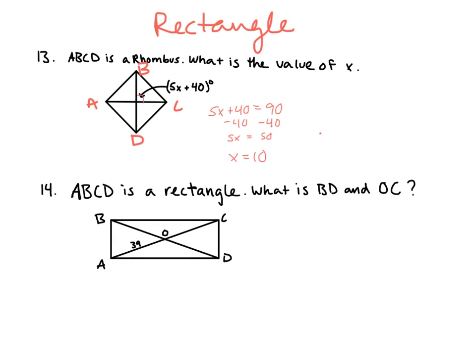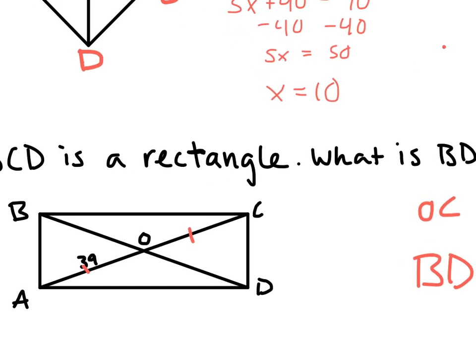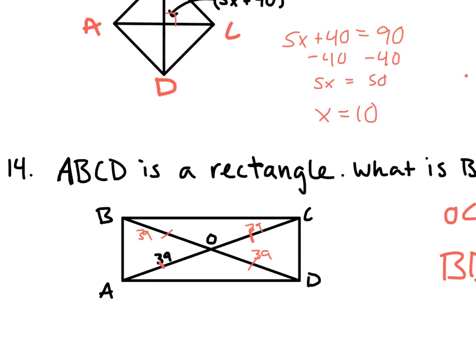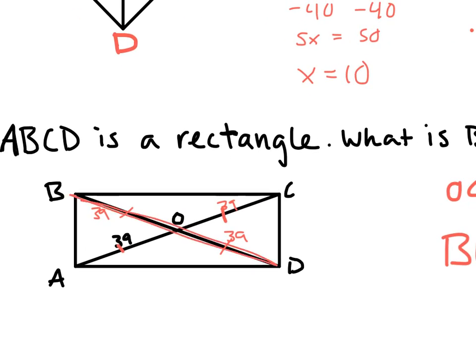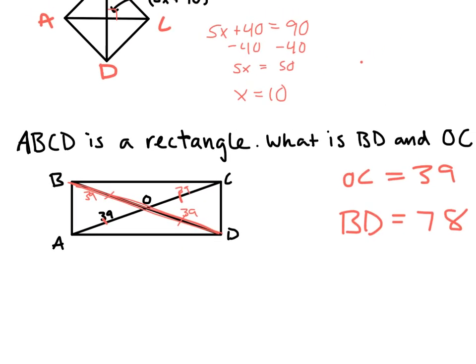Okay, 14. ABCD is a rectangle. What is BD and OC? OC is 39, right? Because we know that these two are going to be congruent. And BD is 78. Perfect. Because in a rectangle, all four parts of the diagonals are equal. So this is 39, this is 39, and this is 39. And BD is this whole segment, so we add 39 plus 39. So we get 78.